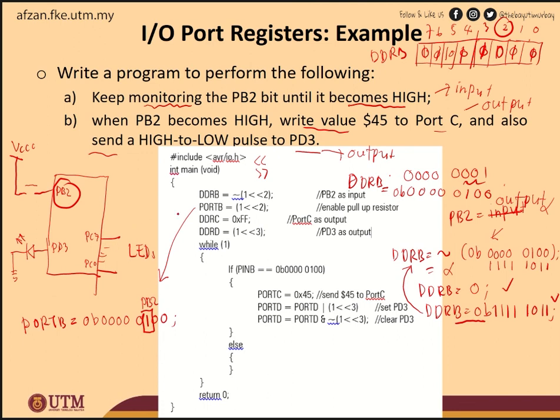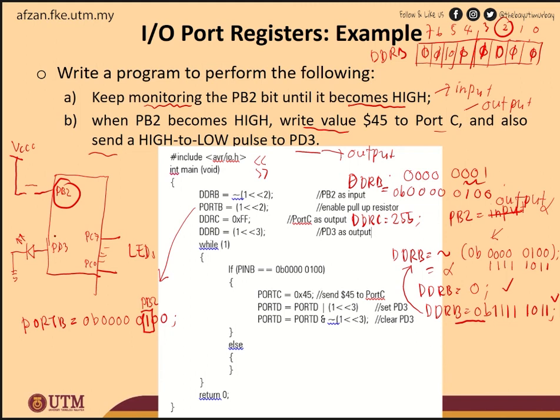Next, we have port C. All of port C is connected to LEDs. So you can put DDRC equal to 0xFF, or you can do DDRC equal to 255 also can, or DDRC equal to 0B11111111 also can. And next.